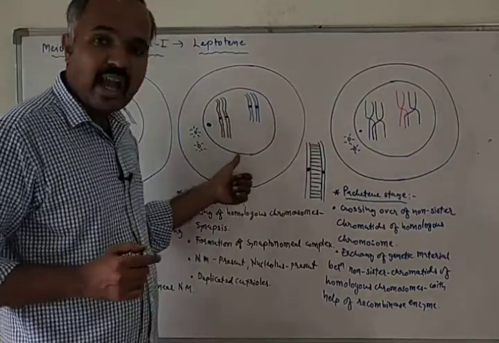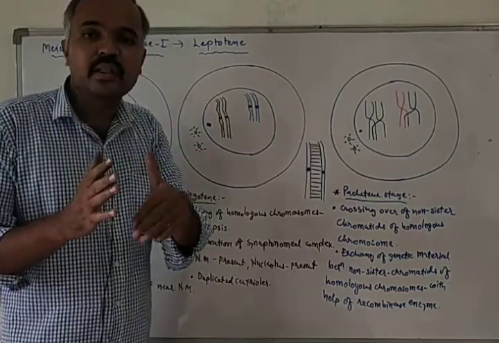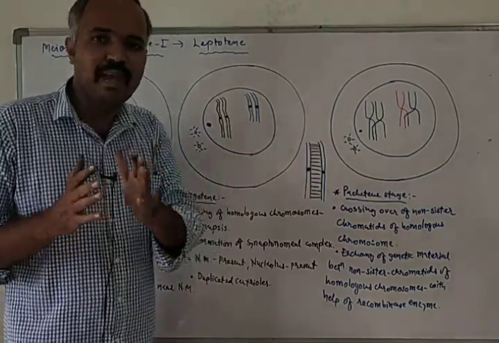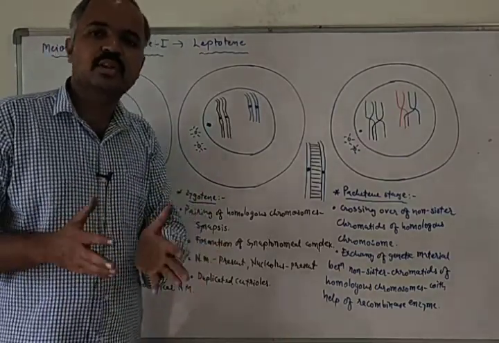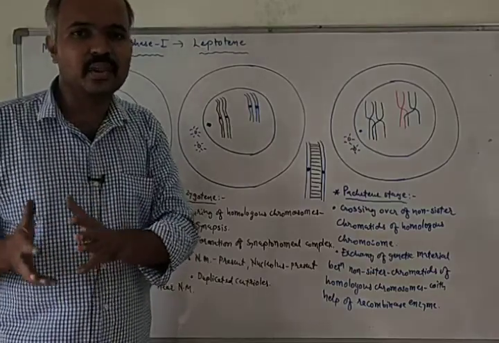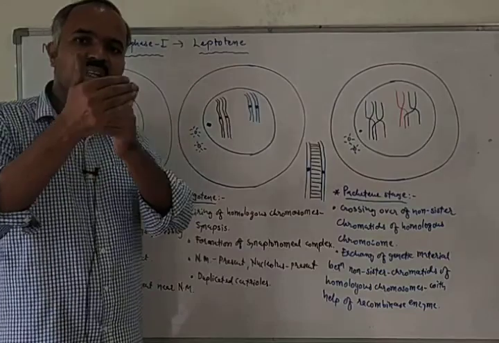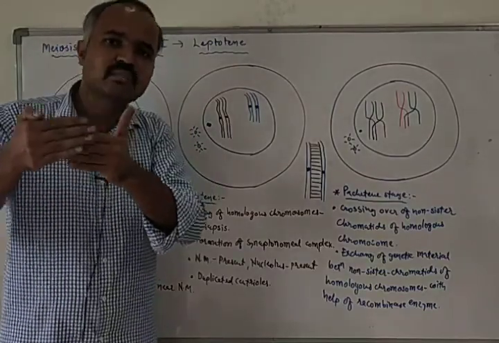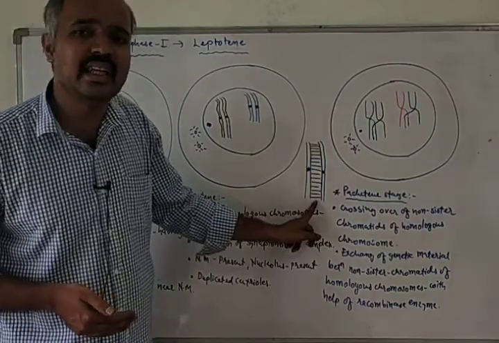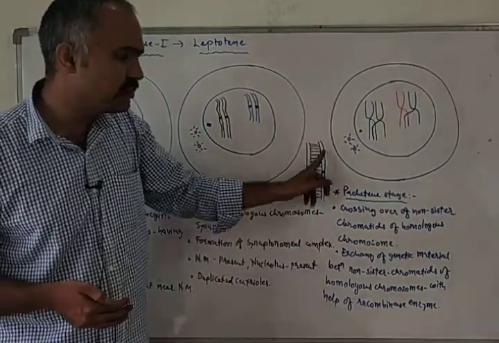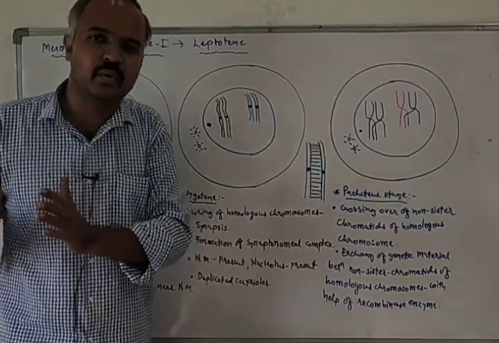So in the zygotene stage, the chromosomes will pair with their homologous chromosomes. Homologous chromosomes are chromosomes which are similar in size and shape. In the pair, one chromosome is behind the other, and both chromosomes are held together with the help of a protein known as the synaptonemal complex.